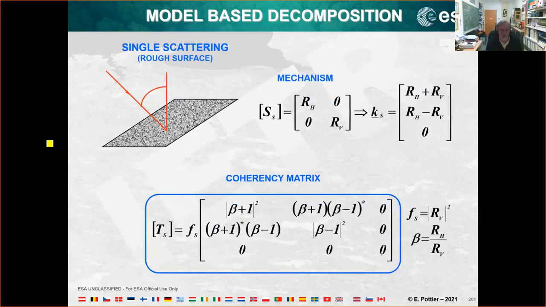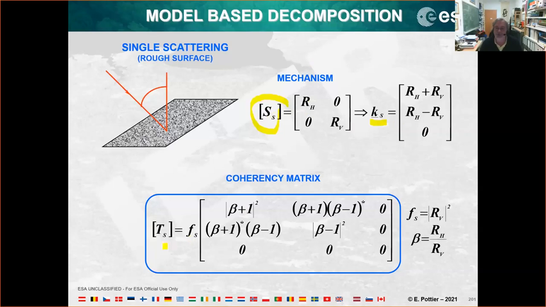For single bounce, we are starting with a rough surface with the corresponding scattering matrix. In such a case, the scattering matrix is represented by the horizontal and vertical Fresnel coefficients. This is very simple. For this kind of surface, you have a contribution in the HH channel, a contribution in the VV channel, and you have no depolarization. You have nothing in the HV channel.